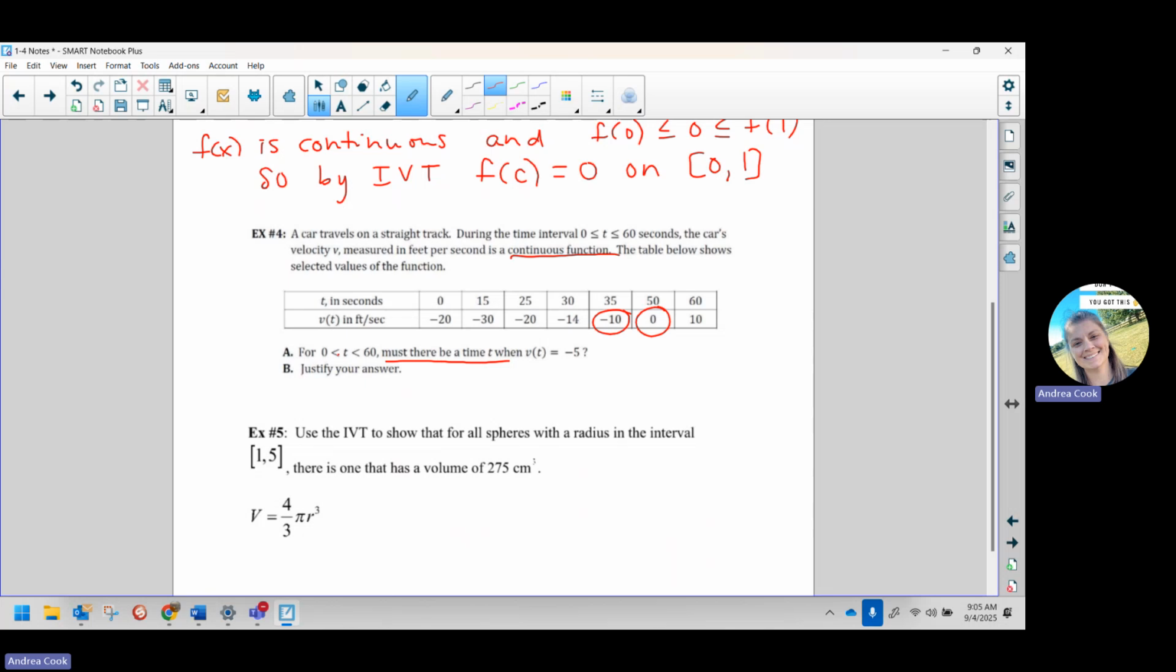So must there be a value? Yes. And justify your answer. So v of t is continuous, and -5 is between what two values? Let's use v of 35 and v of 50. You can use different values as long as -5 is between them.